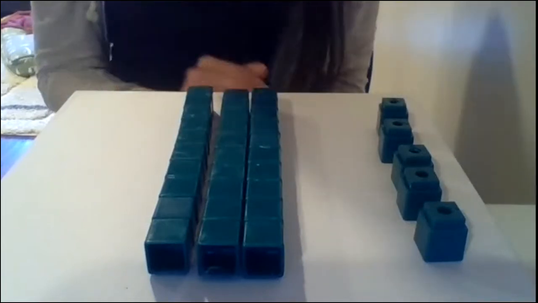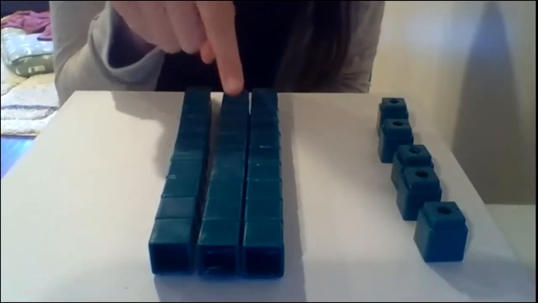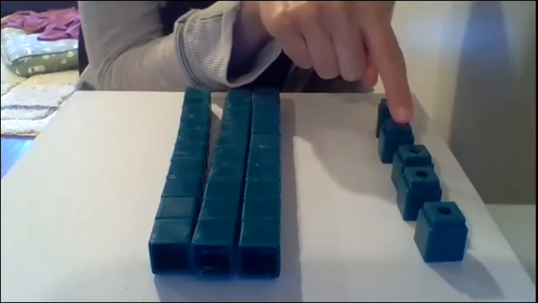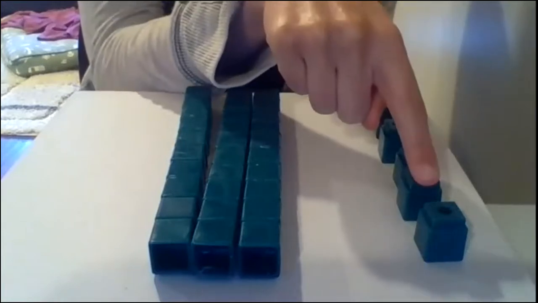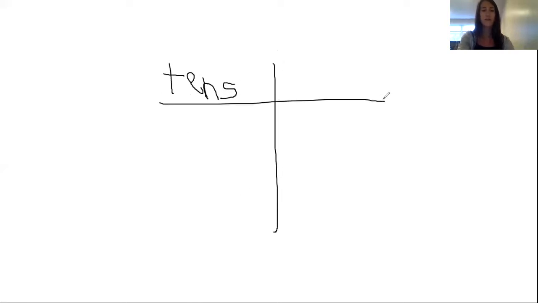Let's count this out one more time. 10, 20, 30, 31, 32, 33, 34, 35. Now let's see what 35 would look like in a place value chart. I'm going to share my screen with you again, and we're going to make a place value chart on our whiteboard. I have my tens column, and I have my ones column.